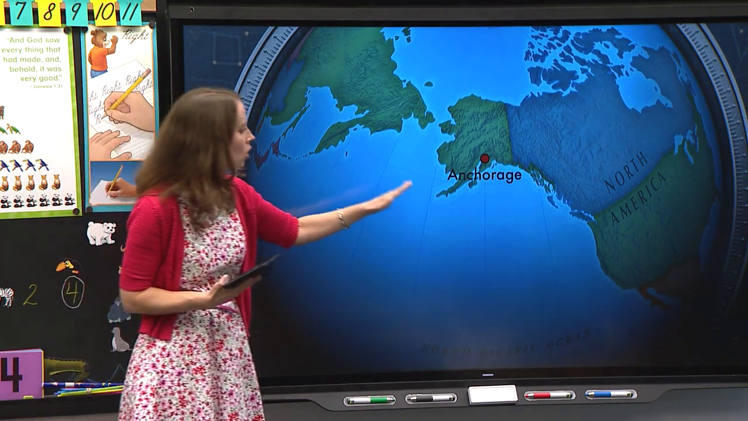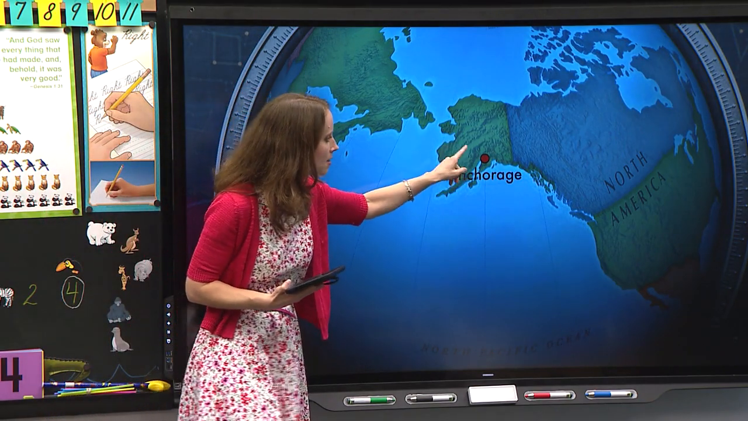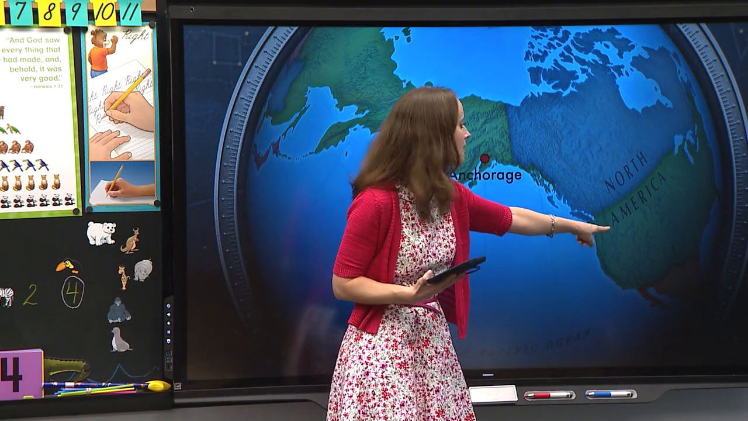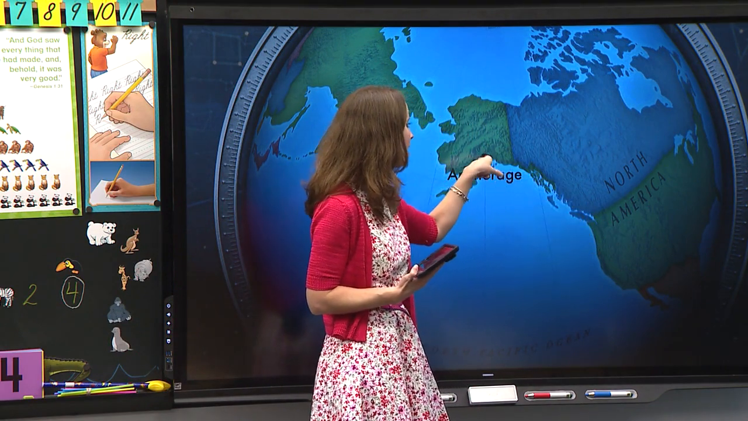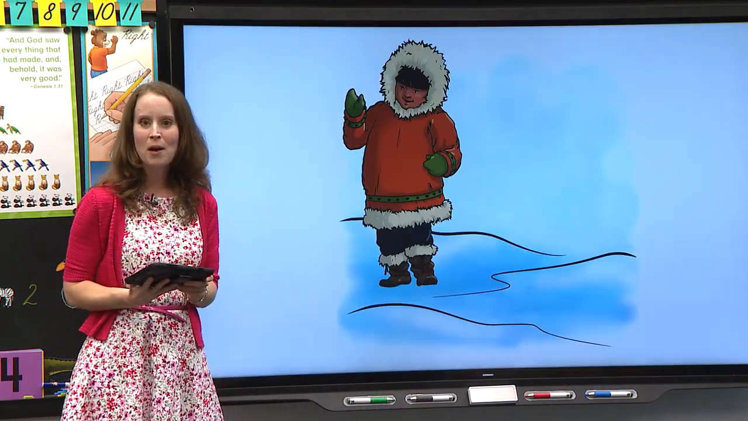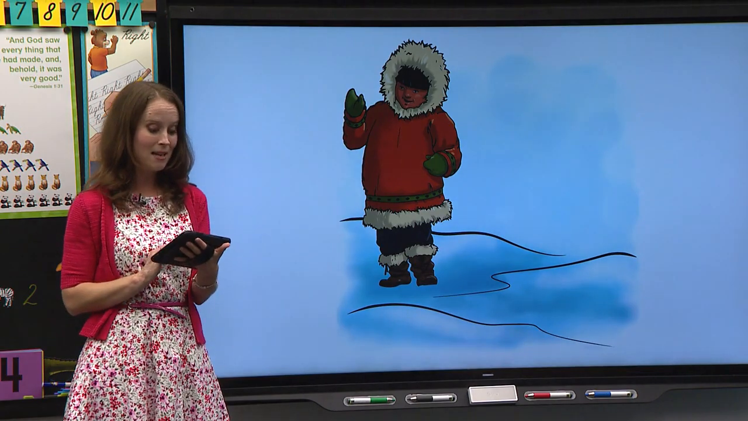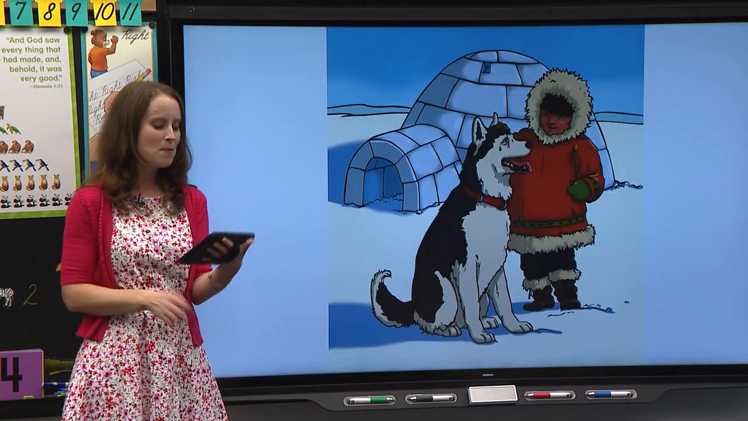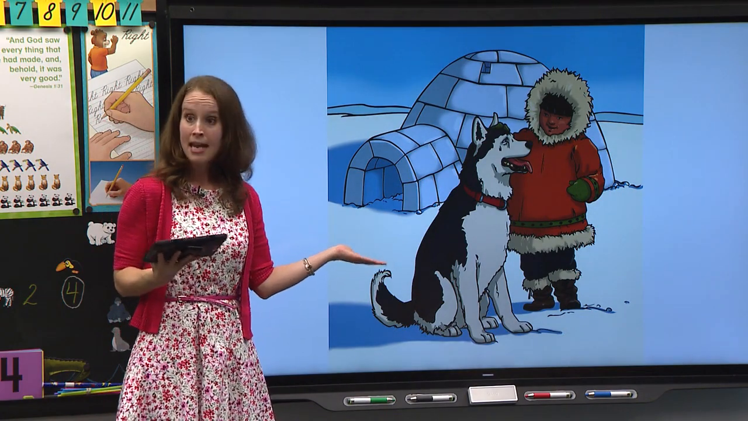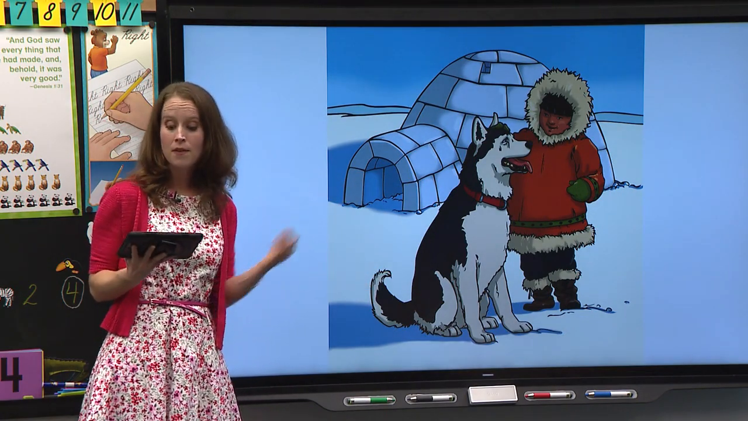Now, if we look on our map, we can see the state of Alaska, and look carefully. Here's where the mainland, most of our United States is. Travel through Canada, and there is Alaska. The name Alaska actually means great land, and it is a big, great land. It's cold in Alaska, but a lot of people still live there. Now, Otto is something called an Inuit. He is a Native American that lives up there in that cold north.